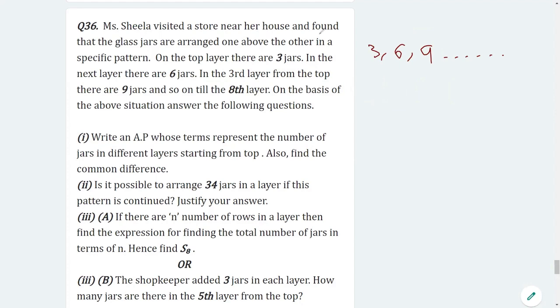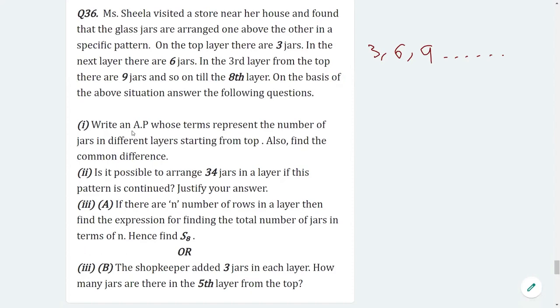So the first question is what? It says write the AP whose terms represent the jars. So clearly, if we keep on adding, the next one is going to be plus 3, which is 12. And since there are 8 layers, 8 into 3, that is 24, will be the number of jars in the last layer.